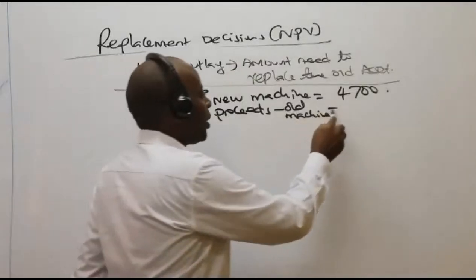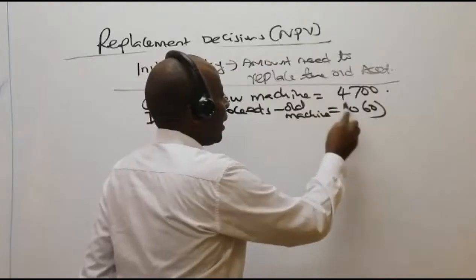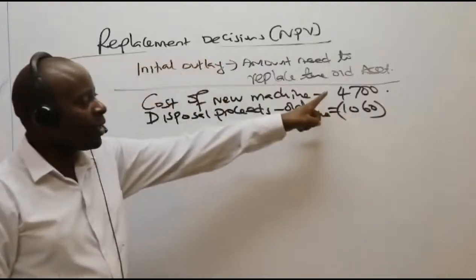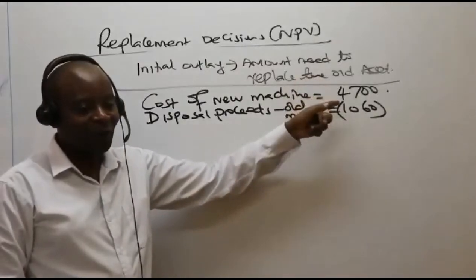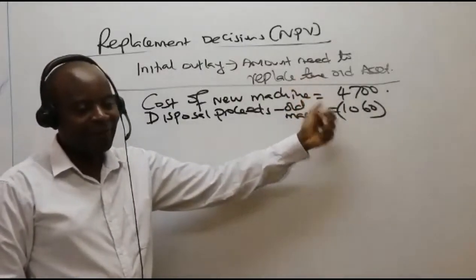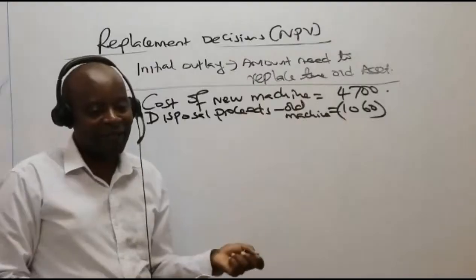1060, like that. Of course, they have to go in opposite directions. The moment you take the cost to be positive, then the disposal proceeds revenue has to be negative.